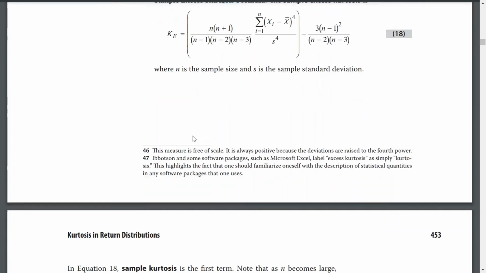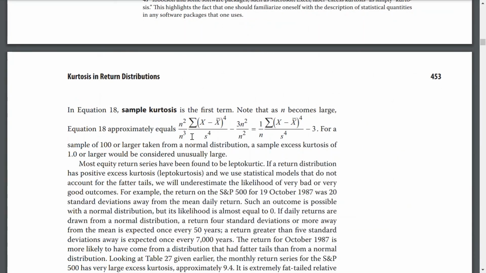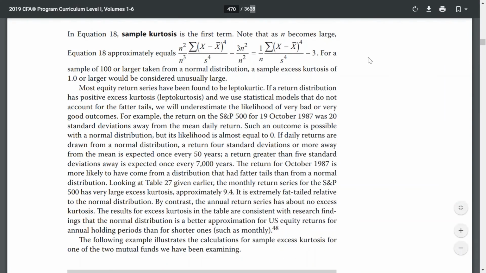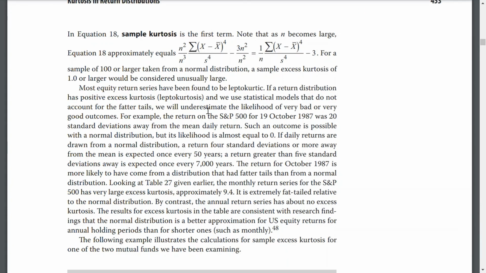In equation 18, sample kurtosis is the first term. Note that as n becomes larger, equation 18 approximately equals this minus all of this minus 3 for a sample of 100 or larger taken from a normal distribution. A sample excess kurtosis of 1.0 or larger will be considered unusually large. Most equity return series have been found to be leptokurtic.